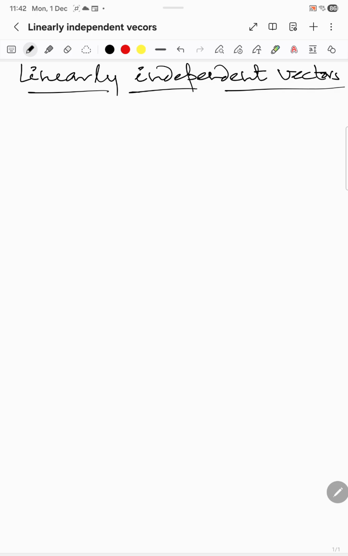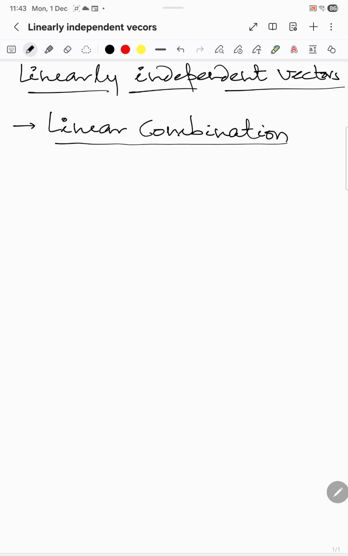So before we start with the concept of linearly independent vectors, let us discuss what we mean by the term linear combination of vectors. First of all we will discuss linear combination, and after that we will use this concept to obtain the concept of linearly independent vectors.